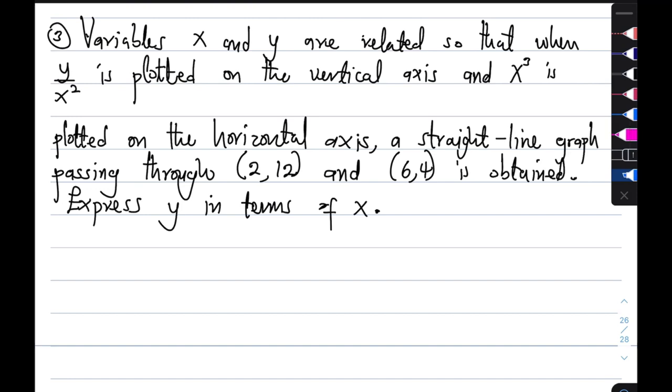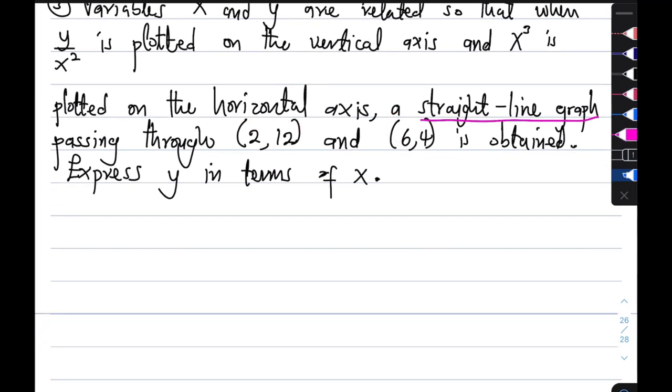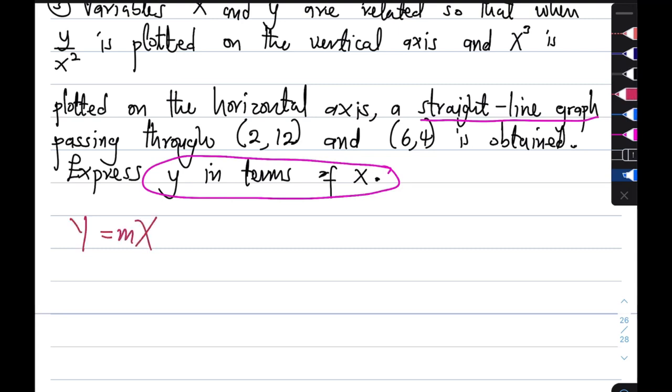So we have this question. It says the variables x and y are related so that when this is plotted on the vertical axis, that's really important, and this is also plotted on the horizontal axis, a straight line is formed. Now underline that. A straight line is formed. Now that straight line is passing through this point and that point. So the instruction for us is to obtain y in terms of x. Now the fact that this is a straight line means that we can write it as y is equal to mx plus c.